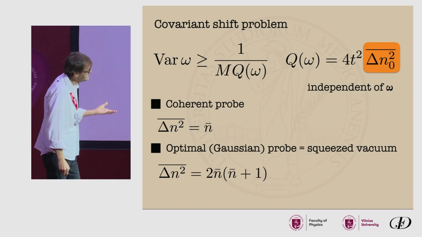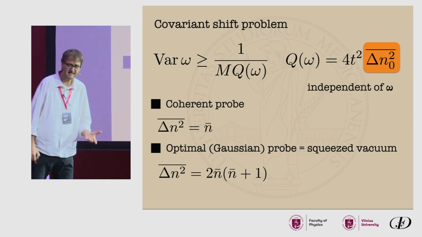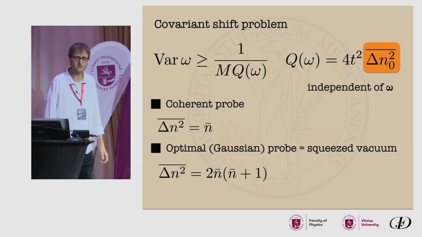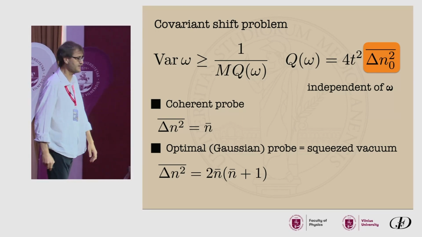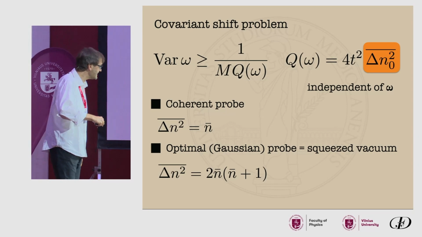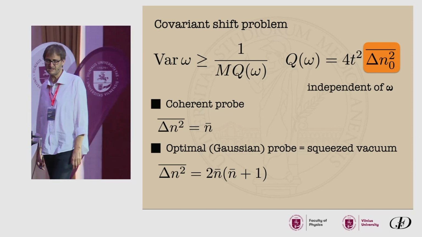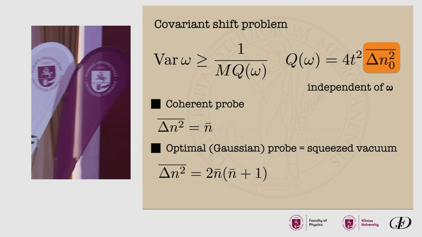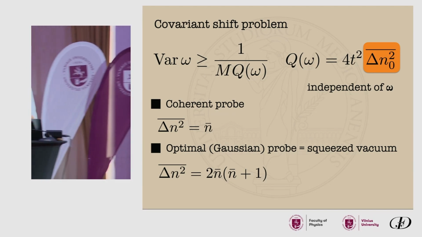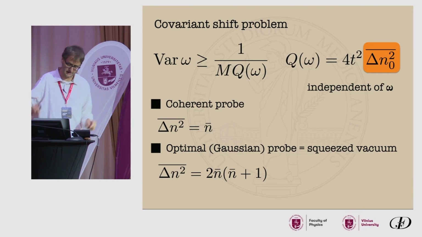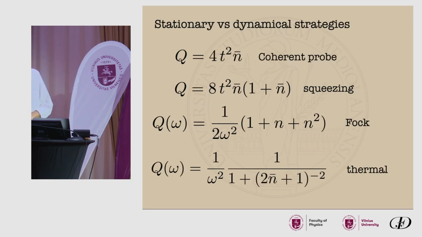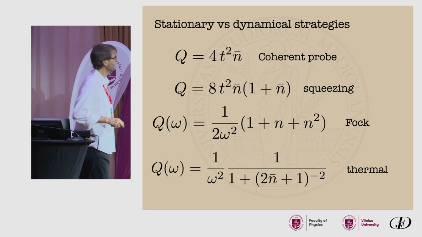And if you have access to some form of nonlinearity, for example, second order nonlinearity, you may prepare a squeezed probe, and then you are increasing your precision because the scaling is different. This is the usual shot noise, and here we have the Heisenberg folklore. Now, let me summarize what I have said so far.